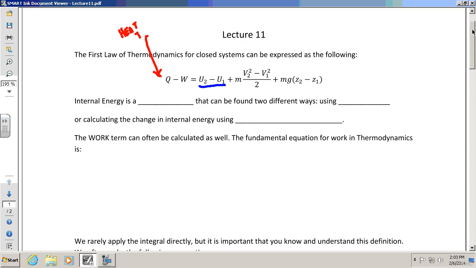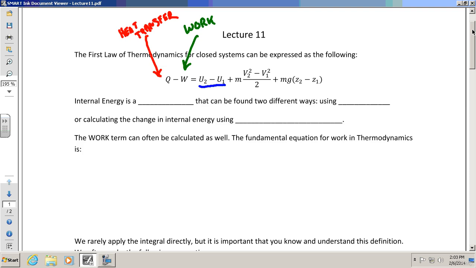Recall, that's heat transfer. And the W is work. That's what we're going to talk about today, mainly. We're going to talk about work. Thermodynamic work, and other forms of work as well.